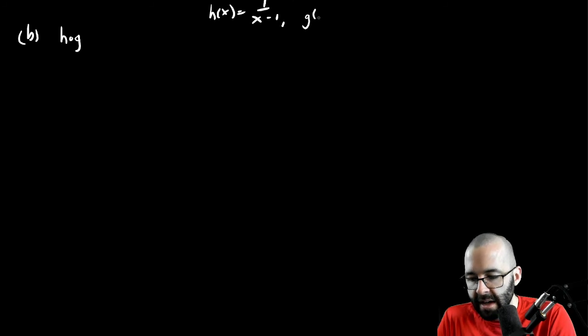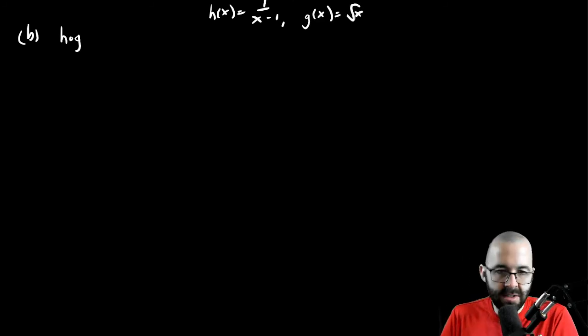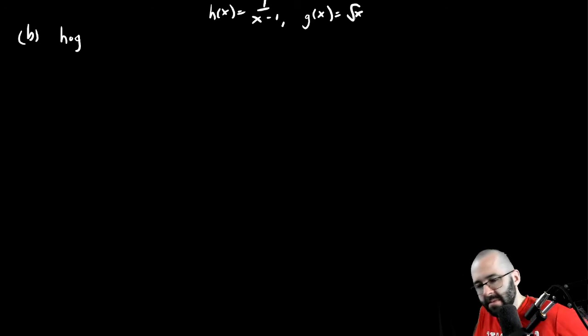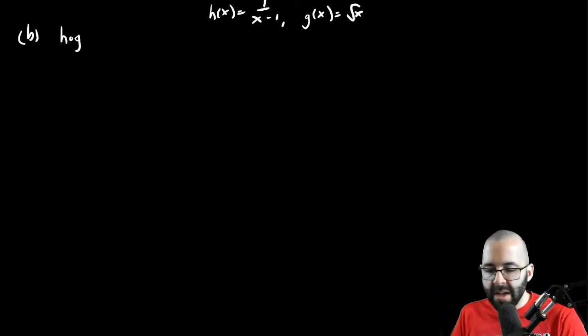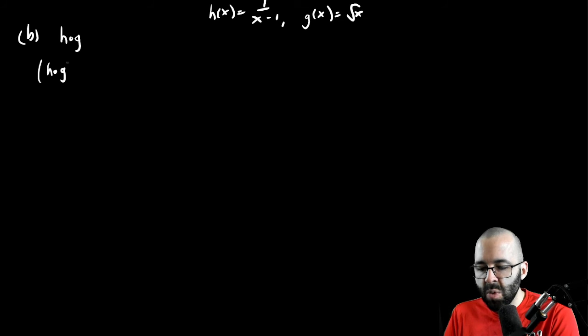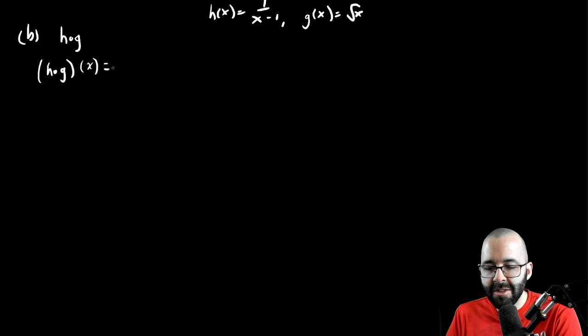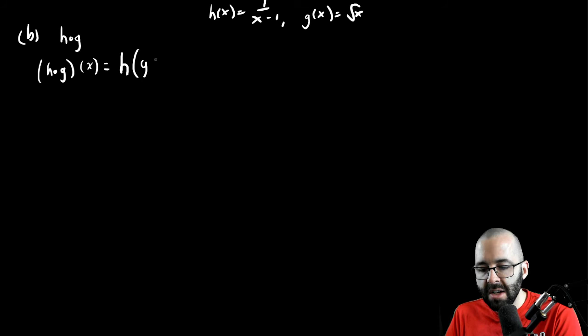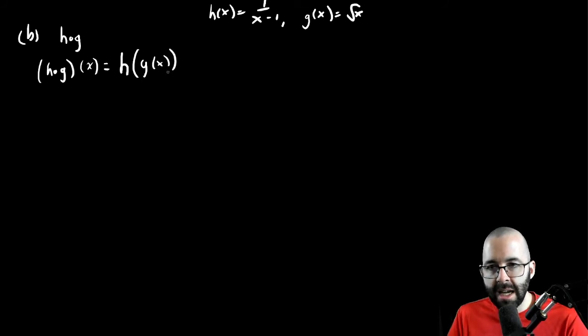Let's do part B, the domain of h of g. And again, since I want to have the same functions as before, h of x is 1 over x minus 1, and g of x was the square root of x, just so we don't have to page back and forth. So we have to first evaluate this function. We have to first say, what is h of g? So the definition of function composition says h is our outside function.